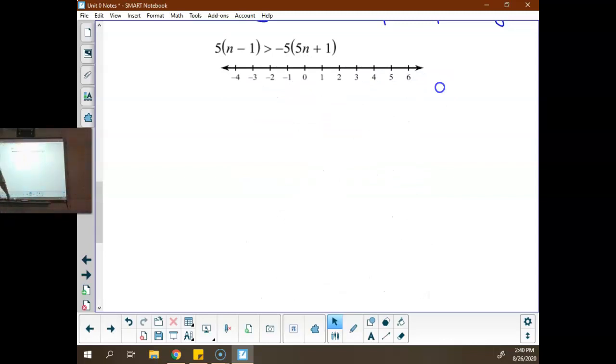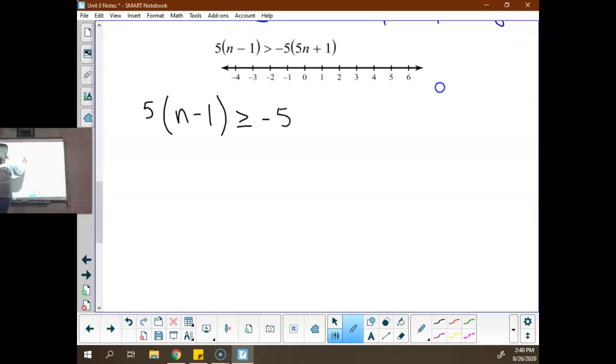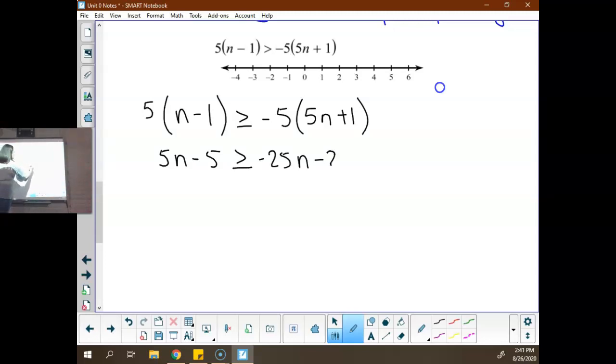All right, so I've got 5 times a quantity n minus 1, greater than or equal to negative 5 times the quantity 5n plus 1. Now, you can divide both sides by 5, and the reason you can do that is because these coefficients right here are both 5. Problem is, you're still going to have a negative out front on this one. So my recommendation is just to distribute. So 5n minus 5 is greater than or equal to negative 25n minus 25.